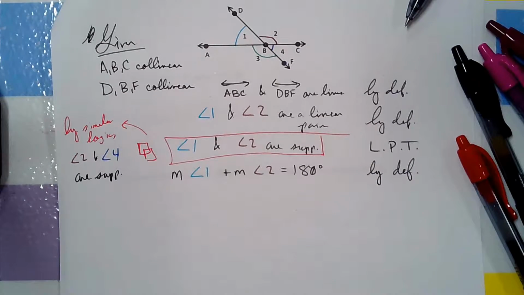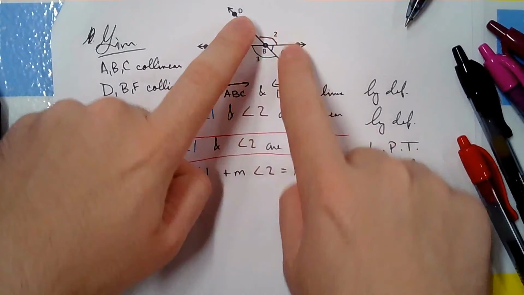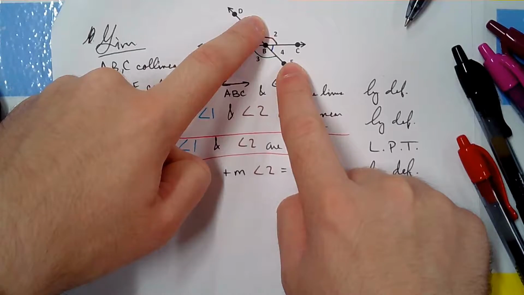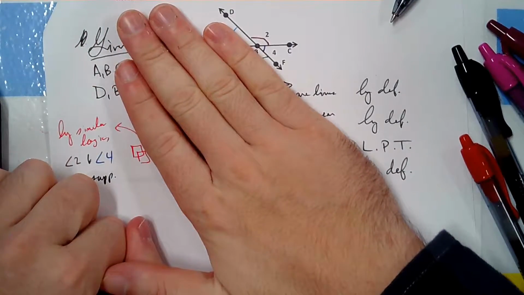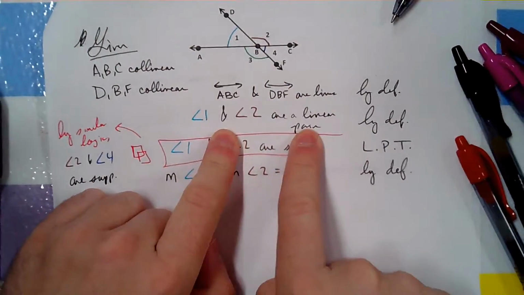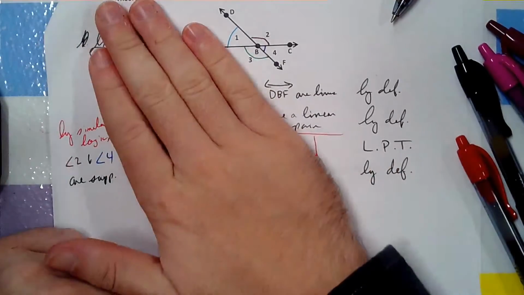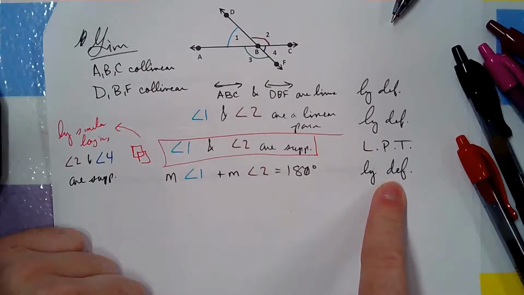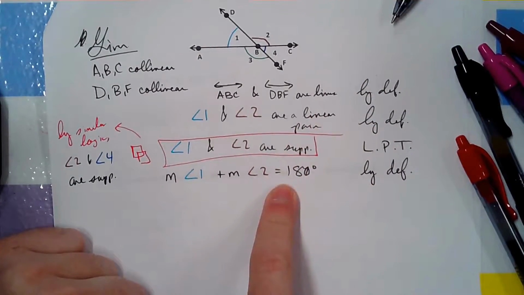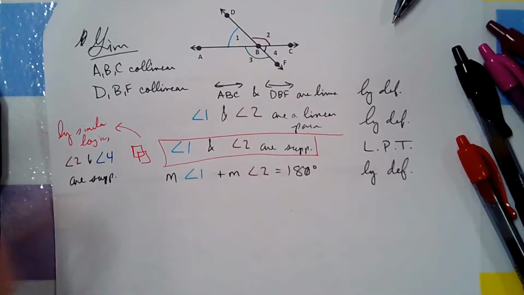Why can we use "by similar logic"? Laney wasn't here. Well, imagine if I substituted 1 and 2 for 2 and 4. They're a linear pair, right? So I'd write they're a linear pair. And then I'd say, well, then that means they're supplementary by linear pair theorem. And that means they add up to 180 because that's the definition. So it's saving me time. It's going to be the same argument, just with different angles. Right? So it saves us time.